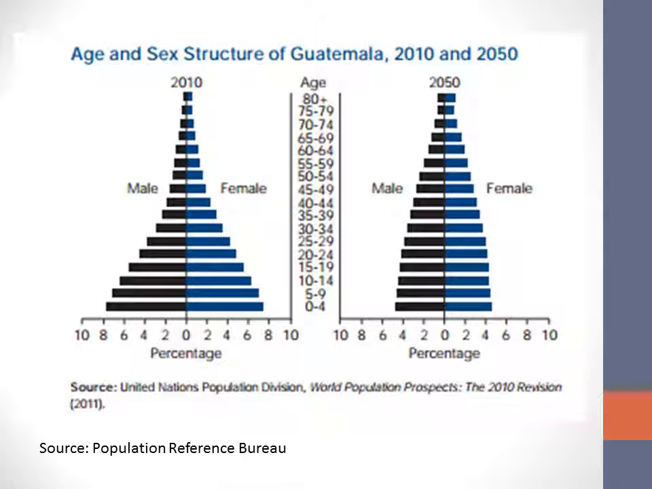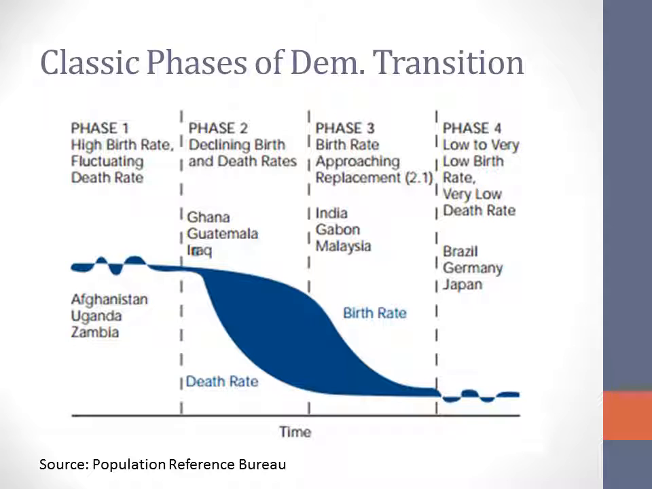Guatemala is one of the many countries in the second phase of the demographic transition. When a country's age structure is even from top to bottom, the country is close to zero growth. So you can see here that Guatemala's population is likely to grow for several generations because it's not even from top to bottom. It becomes more even as we move to 2050, but in 2050, it's still not even.